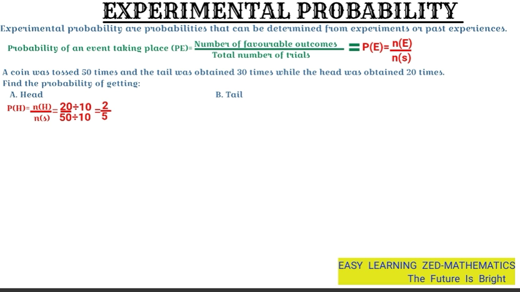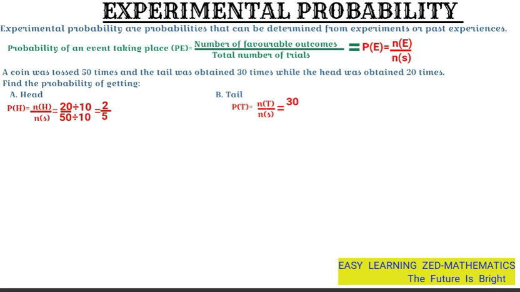Okay, now let's find the probability of having a tail on top. So we're going to write P(T) is equal to the probability of the tail, which is the number of tails over the total number of trials. How many times were the tails on top? We are saying 30. The tail was on top 30 times when the coin was tossed 50 times.